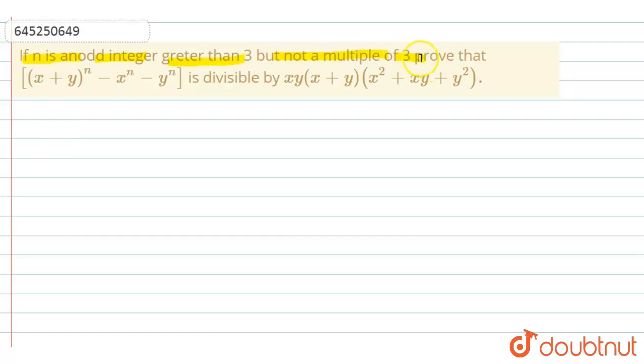Hello, here the question is: if n is an odd integer greater than 3 but not a multiple of 3, we have to prove that (x plus y) to the power n minus x to the power n minus y to the power n is divisible by xy(x plus y)(x square plus xy plus y square).